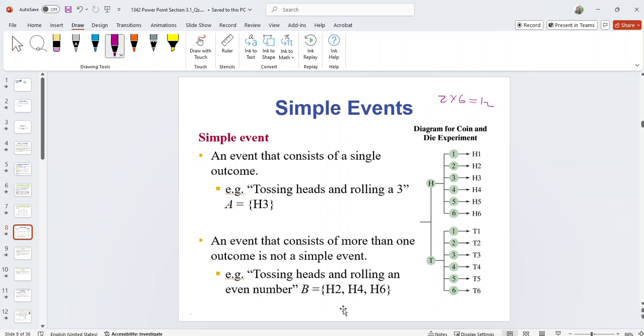But if we want to say tossing a head and rolling an even number, all right, so even number is more than one, right? Because 2, 4, 6, these will all be even numbers. So tossing a head, this will be H, and also the number is even. All these numbers are even. So this one is not a simple event because it has more than one.